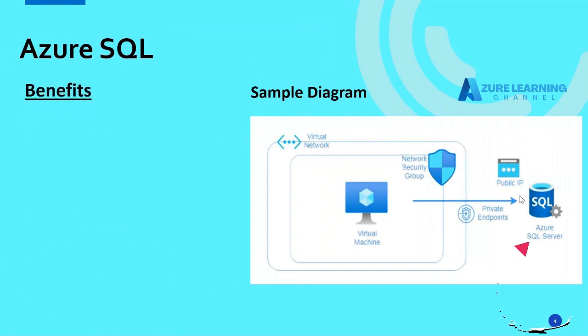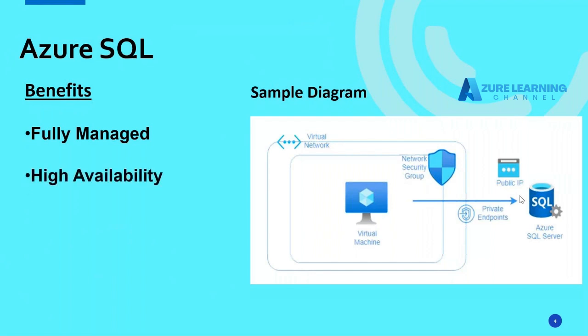Coming to the benefits part. Fully managed. What is that fully managed? Microsoft automatically handles the routine tasks like backups and security patches, updates. So that we don't have to do that manually. That's the first advantage here. And coming to high availability, Azure SQL database literally ensures your database is always available with minimal downtime and makes it reliable for critical applications. So that's what we get here.